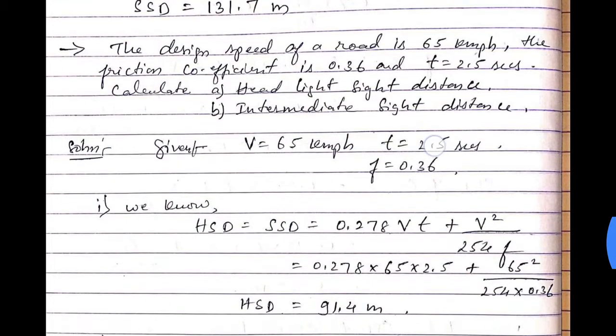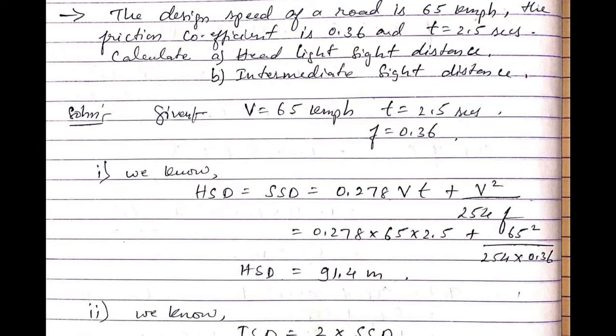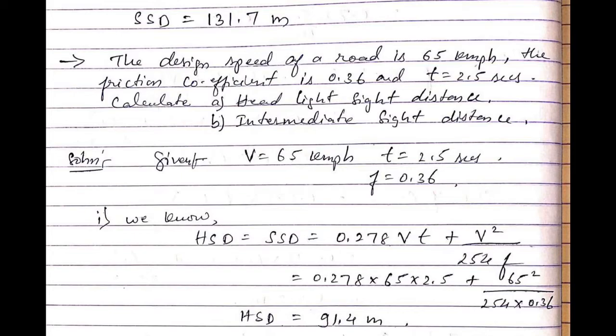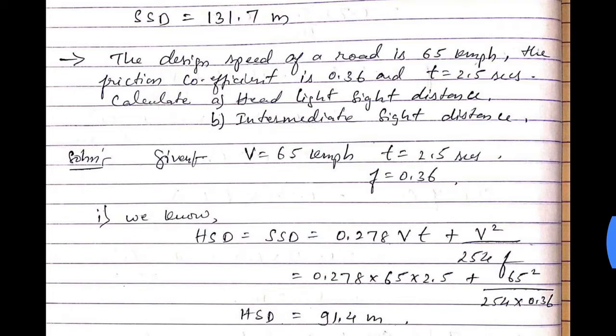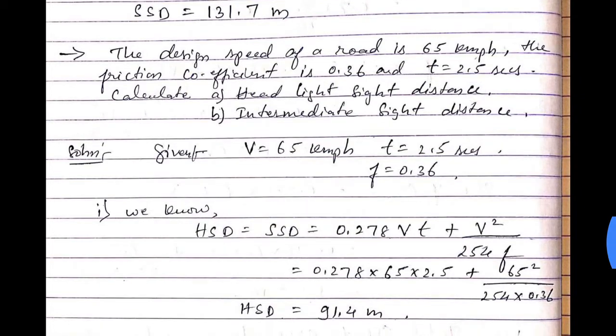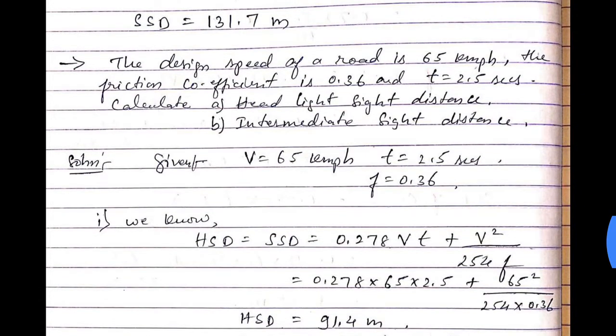Moving to the next problem. The design speed of a road is 65 kmph. The friction coefficient is 0.36 and reaction time is 2.5 seconds. We need to calculate headlight sight distance and the intermediate sight distance. Okay.